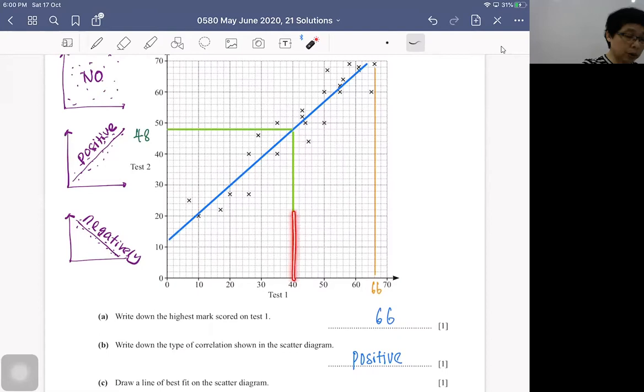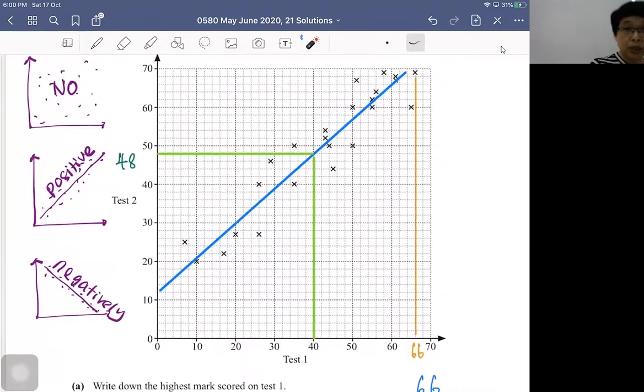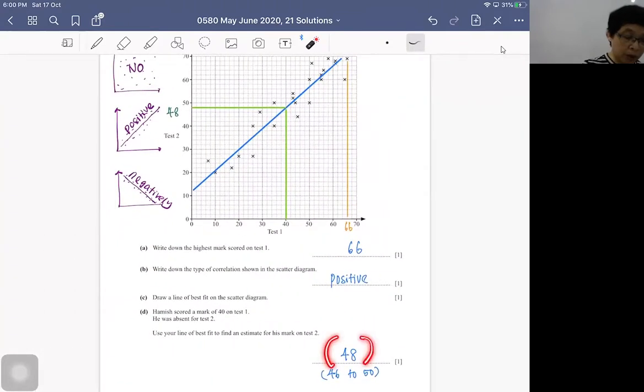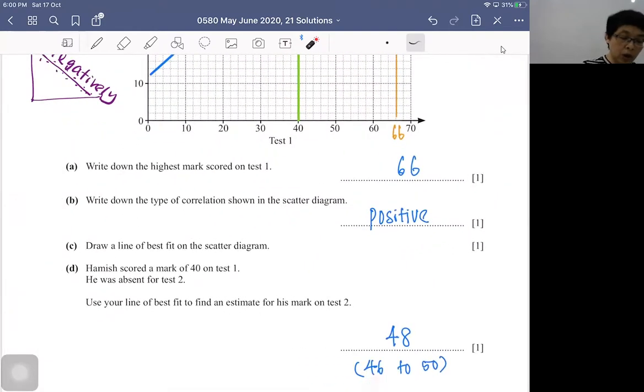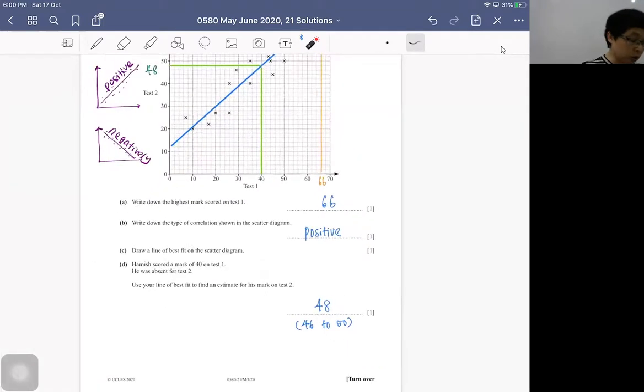So what you do is you find this 40, take a line upward, touching onto your best fit line, and then you go horizontally to the test 2 axis. And the point that is pointed to is the estimated mark that we get for Hamish for his test 2, that we read as 48. That's how we put in the 48. And if you look at the mark scheme, they allow within the range of 46 to 50. So our number 48 looks good.